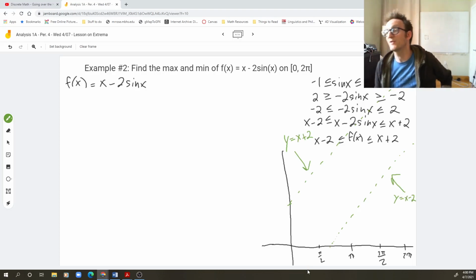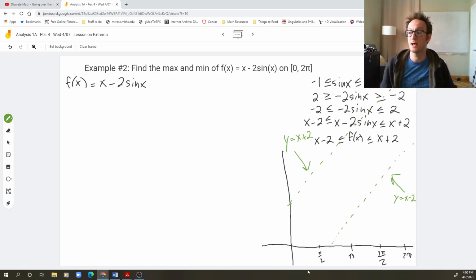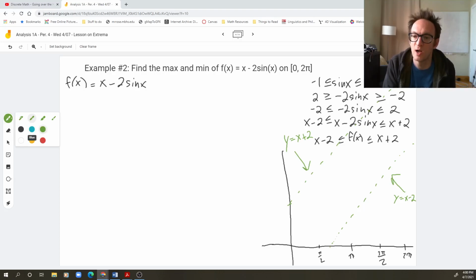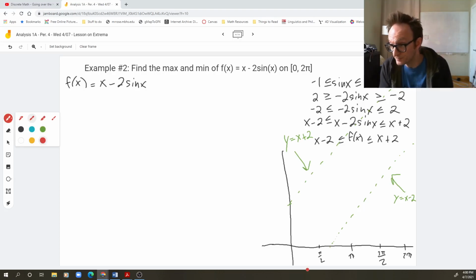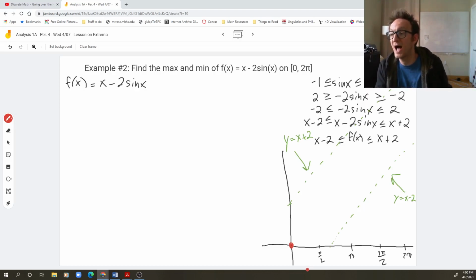And what I know is that my function always lies between these two lines. That's the envelope of the function. Okay, and then what else do I know? I know that whenever sine is 0, my function is just going to be whatever x is. So at x equals 0, it's certainly 0. When I plug in pi here, what do I get? Well, I just get pi.